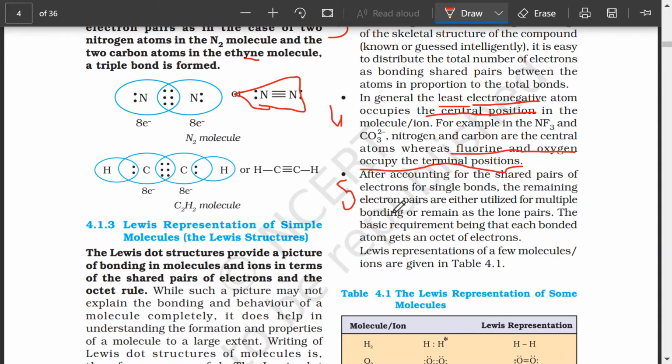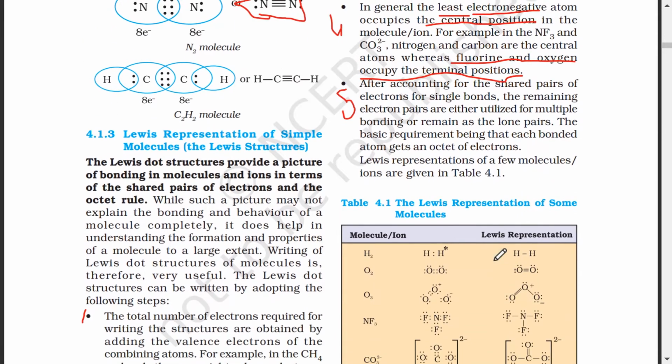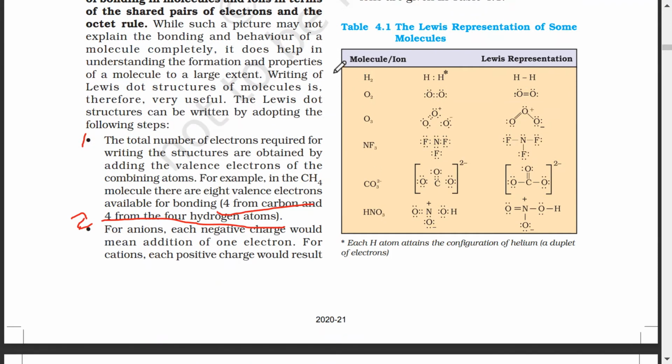So what this wants to say is that when we form a Lewis dot structure, we always keep in mind that each and every atom should get the octet configuration. But that is not possible for every atom. We try our best to give most of the atoms an octet configuration, because octet configuration will give them stability. Now these are some of the examples.